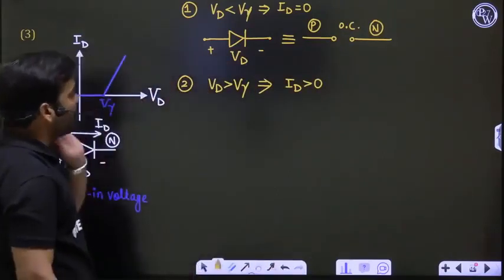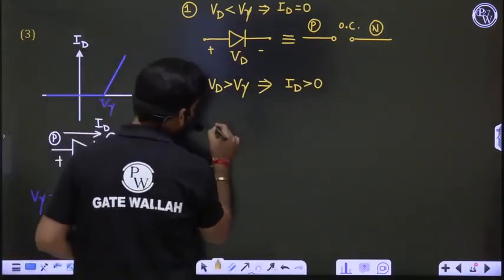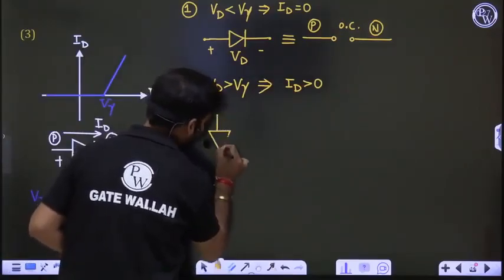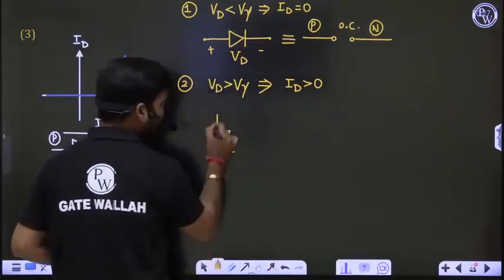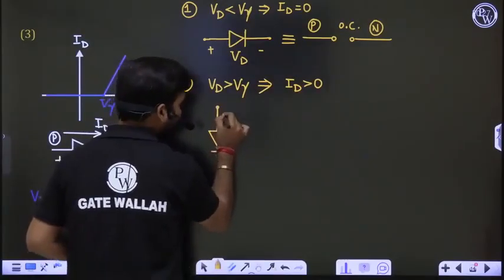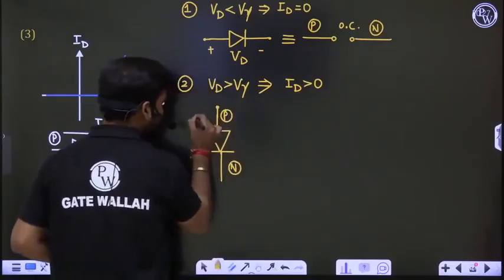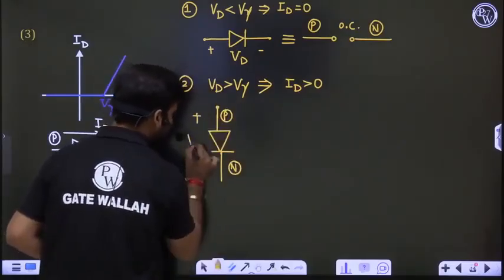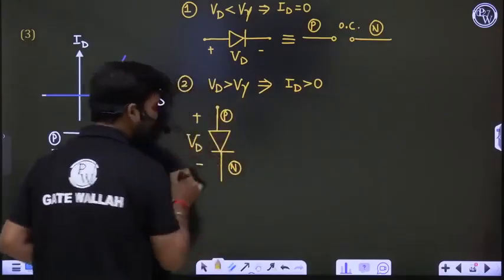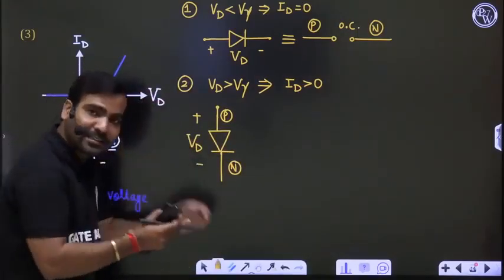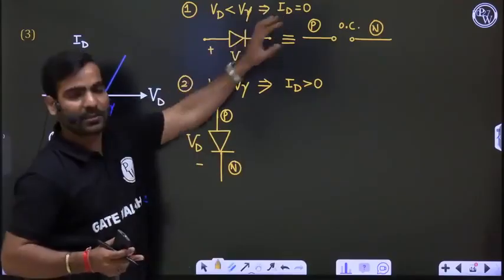Okay, now what is the replacement of a diode? Now I am drawing the diode like that so that you will have a better understanding. Suppose this is your diode, this is the P terminal of the diode, this is the N terminal of the diode, and this is the voltage across the diode that you are measuring with the help of a multimeter. If this voltage after measurement is less than V gamma, that will be an open circuit.